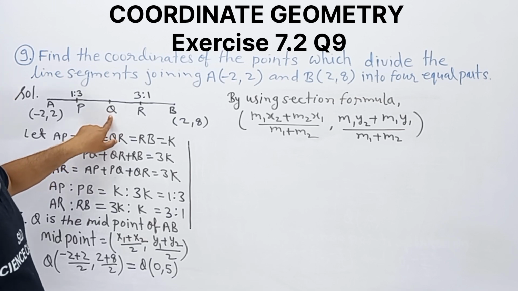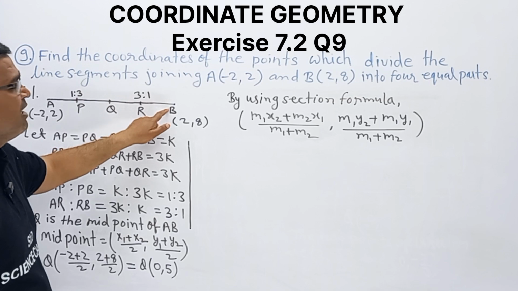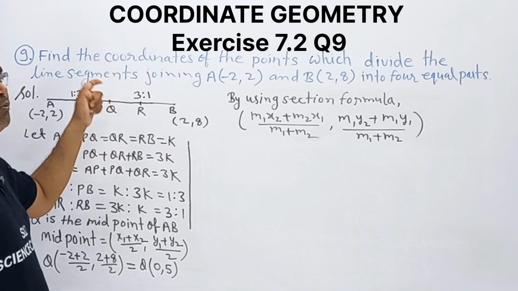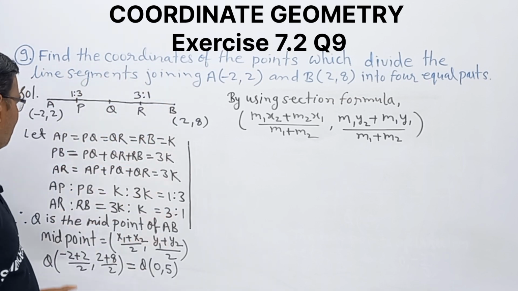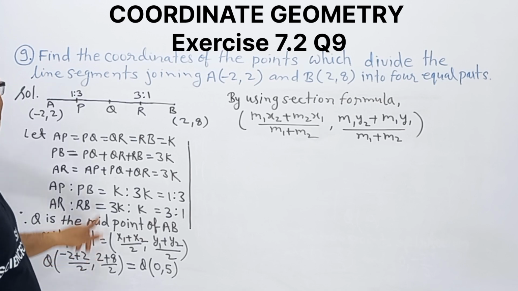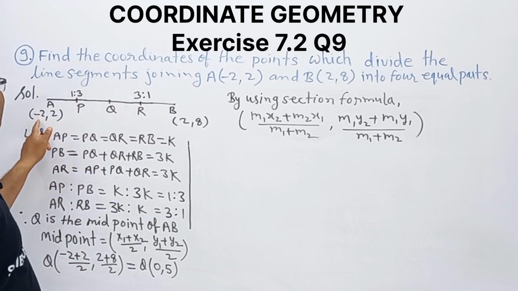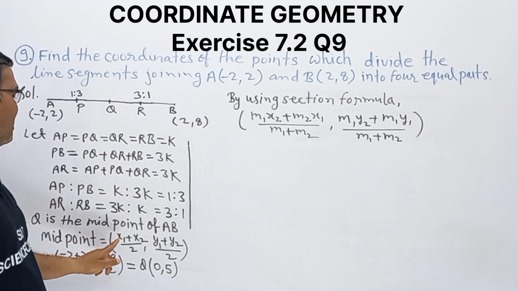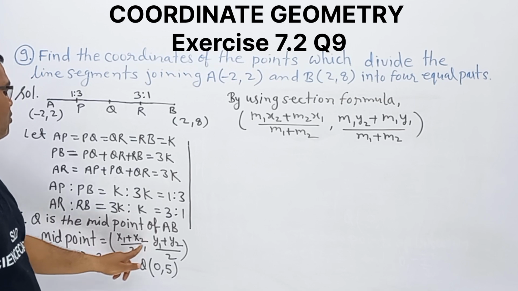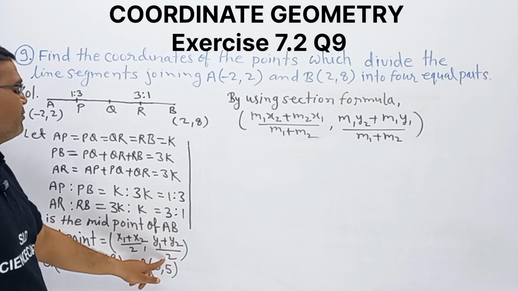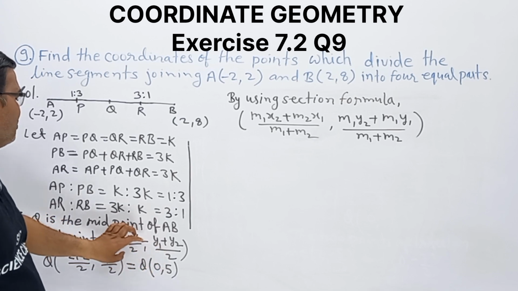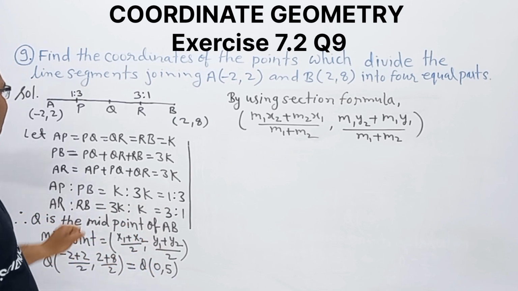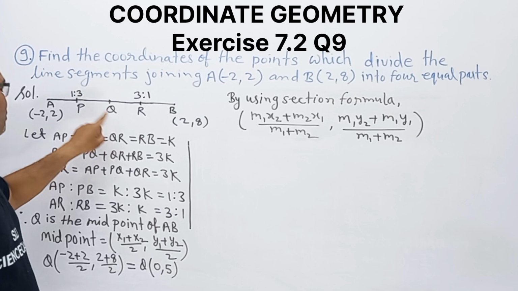So what about its coordinates? We know that once we have a line segment and want to find its midpoint, we use the midpoint formula. For a line segment with points x1, y1 and x2, y2, the midpoint will be x1 plus x2 divided by 2, comma y1 plus y2 divided by 2. Clear? So by using this formula, we can find the coordinates of point Q.